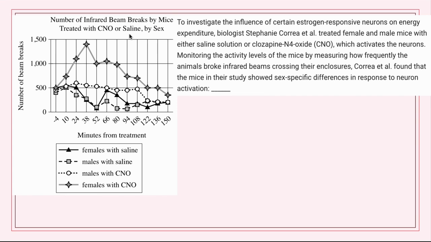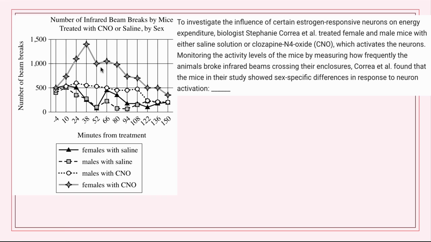Okay, so I'm going to quickly look at the graph. I see a line graph, and it says number of infrared beam breaks by mice treated with cyano or saline by sex. Okay, I don't really know what that means, but that's fine. The X-axis is minutes from treatment, so it's like time. The Y-axis is number of beam breaks. I don't know what that means, but at least I have some sort of value here. And on the bottom, I see a legend: females with saline, males with saline, males with cyano, females with cyano. Okay, so some sort of experiment probably.